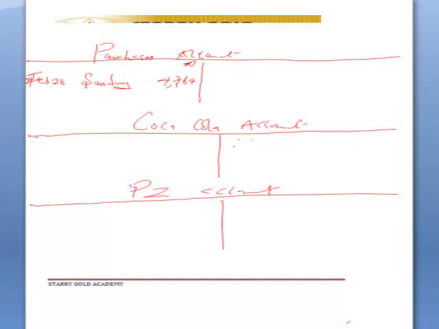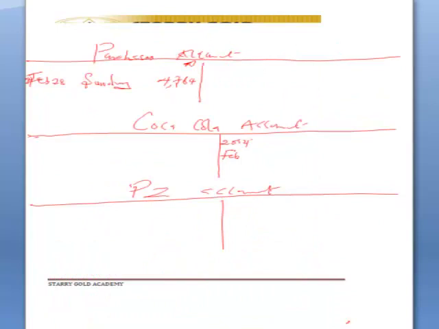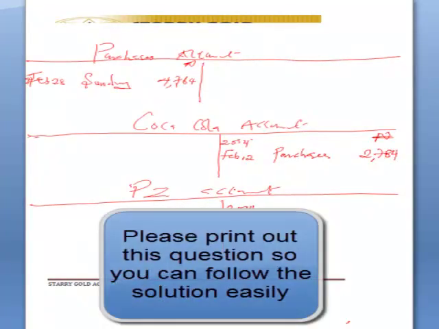So Coca-Cola, we shall create Coca-Cola 2014 February. Let's check the dates, it's very important. February 12, purchases. The amount is 2,784. Then 24. What date was that?